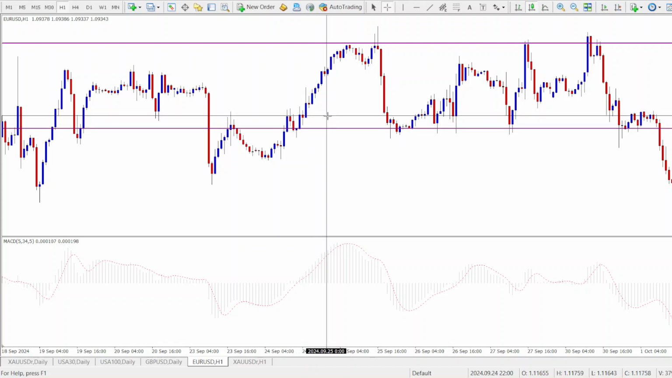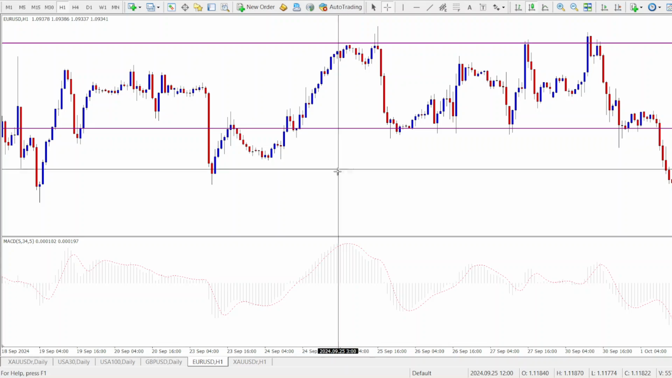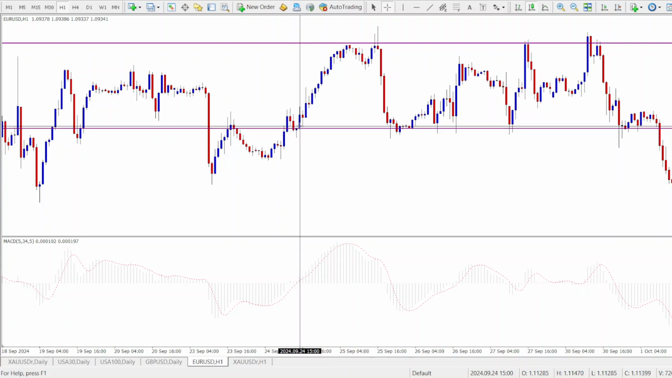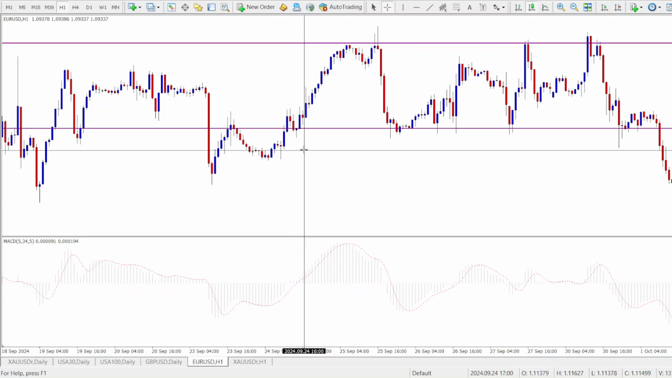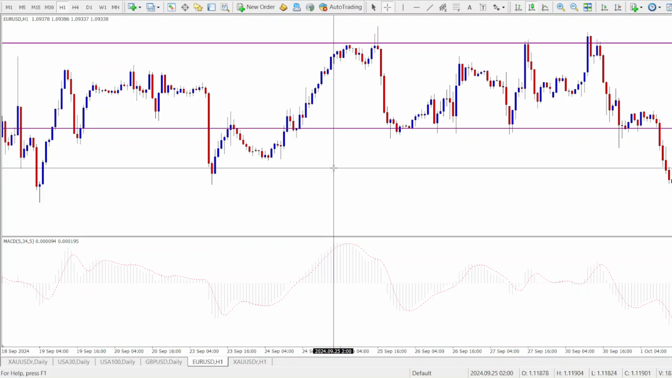Yeah, you can also use candlestick patterns for additional confirmations, right? So that was a very, very good opportunity to buy, because we had multiple confirmations. We had a candlestick pattern, we had a support level there, and at the same time the MACD crossed above the zero level. So we would have entered a buy and would have set our stop loss.